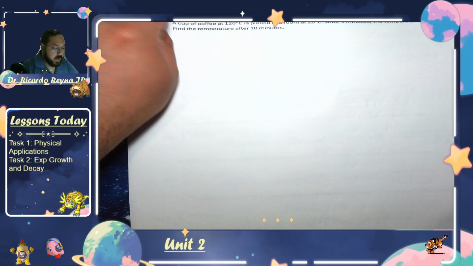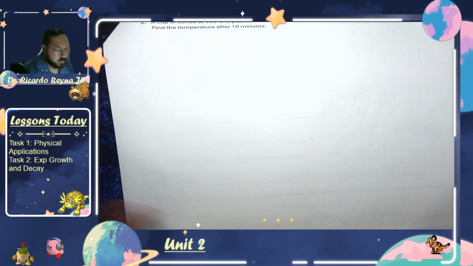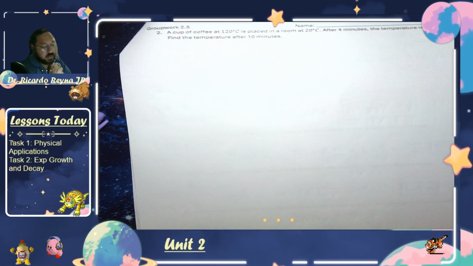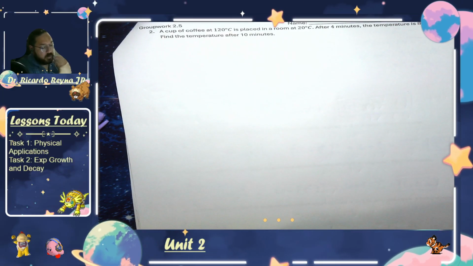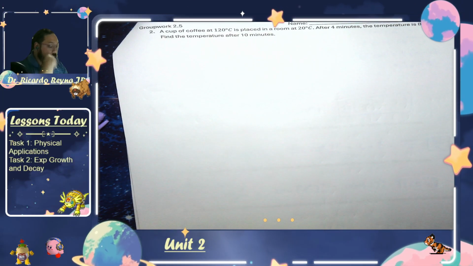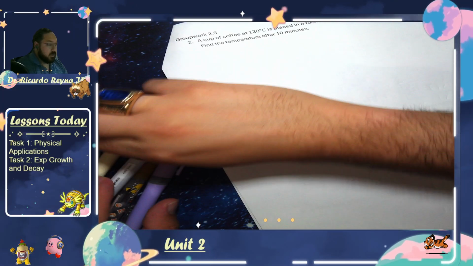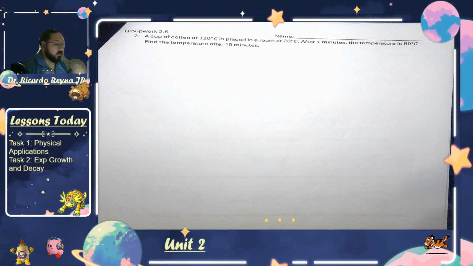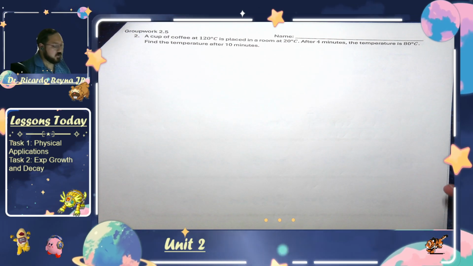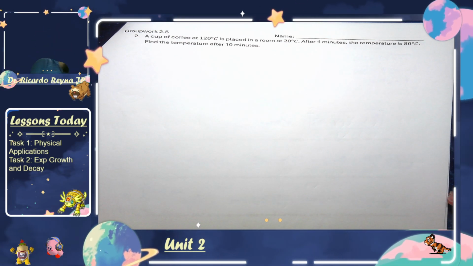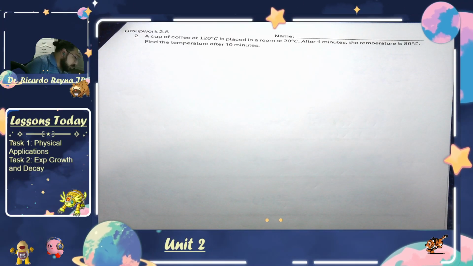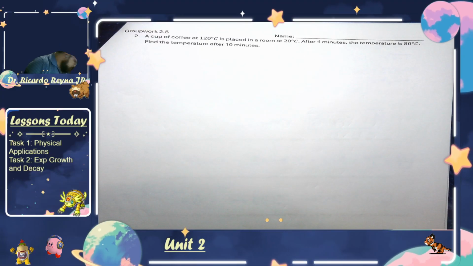A cup of coffee at 120 degrees Celsius is placed in a room at 20 degrees Celsius. After 4 minutes, the temperature is 80 degrees. Find the temperature after 10 minutes. Now, keep in mind that even though this is a cup of coffee, it could be a different cup of coffee, a different mug, a different type, whatever. So we can't just use the same K as before. We have to pretend, even if it were the same K, that it's a new K.